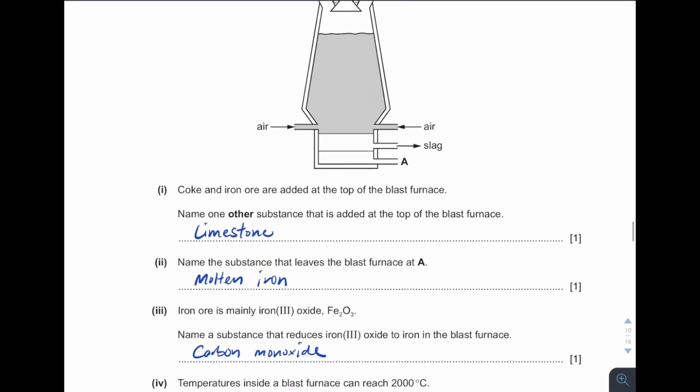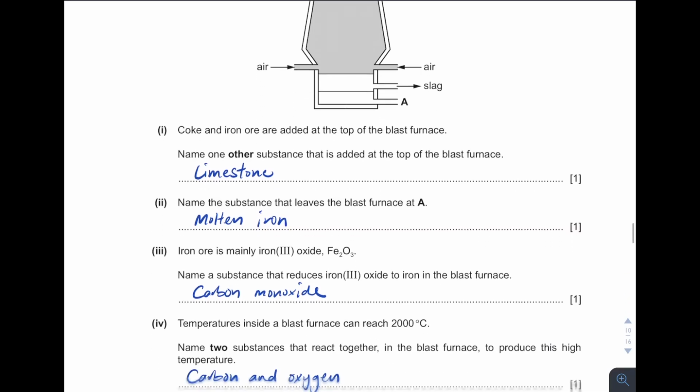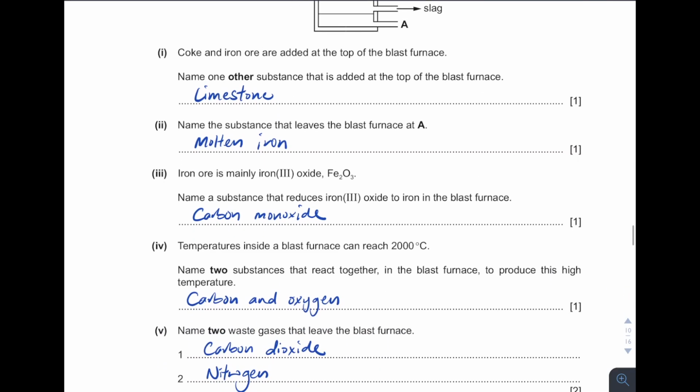And then name a substance that reduces iron(III) oxide. Remember it is carbon monoxide. Then what are the two substances that react together to produce high temperature? Remember, it is always the reaction between carbon and oxygen. Remember, C plus O2 to form CO2. This is the reaction that produces heat.